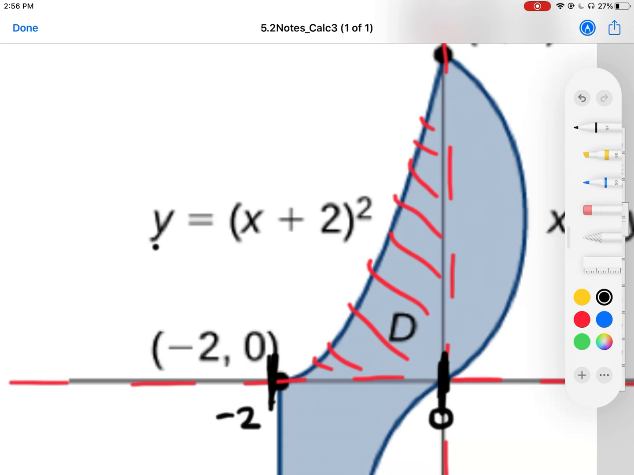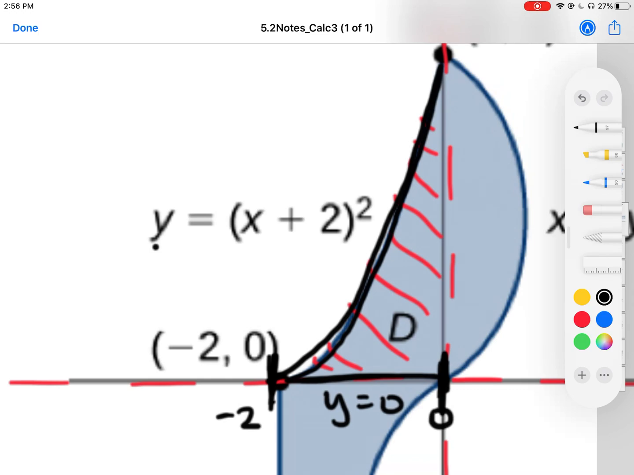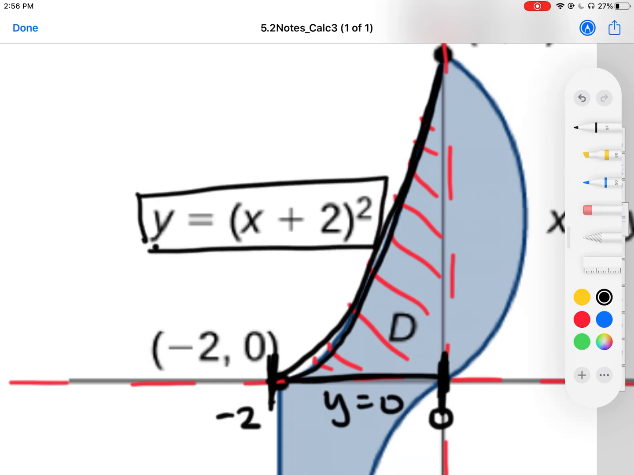In my lines, it's enclosed by this line here, which is a horizontal line y equals 0. And then it's enclosed by this graph here, which we have an equation for. y equals (x plus 2) squared. And it works out to write it in terms of x because your function is in terms of x. Otherwise, you would have to rewrite it in terms of y.